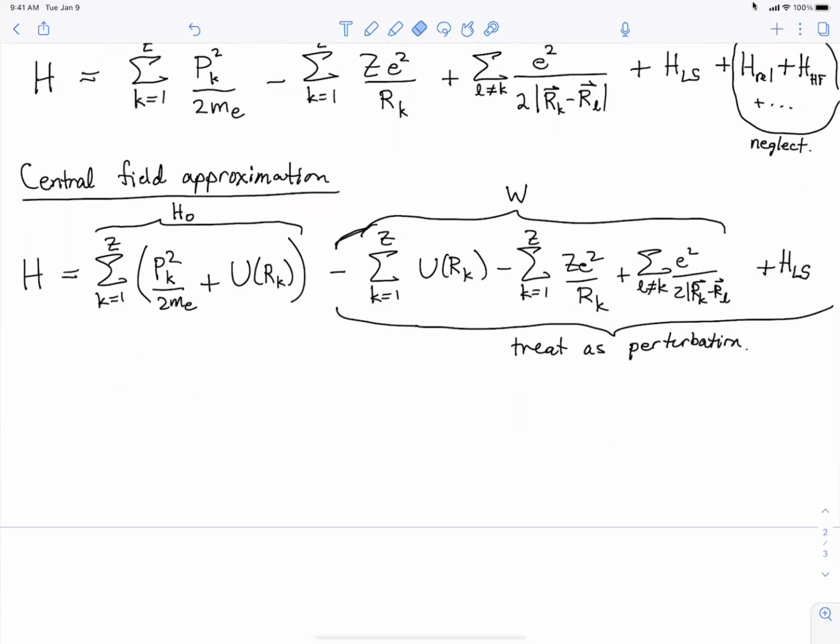I'm sorry, Professor. Is that a Z or a 2 in that third term? For the e squared over, is that Z over rk minus rl, or is that a 2? This is a 2, just like that's a 2. Thank you.